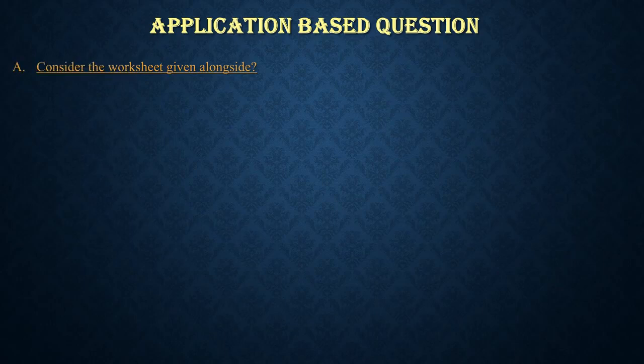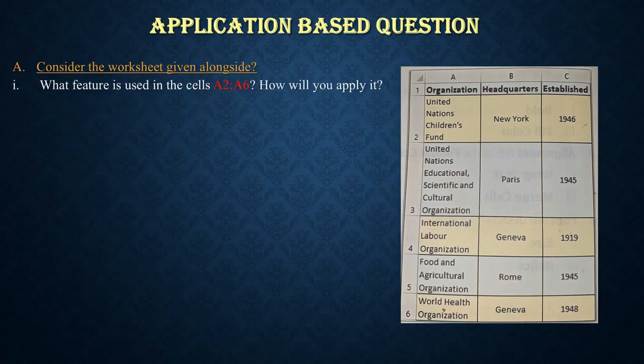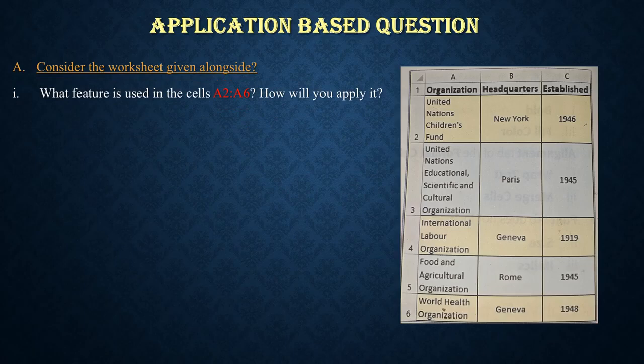Consider the worksheet given alongside. See, one worksheet is there. Can you see? Okay. First question. What feature is used in the cells A2 to A6? How will you apply it? Have you understood the question? From the cell A2, this is A, this is 2, up to A6, this whole vertical column, which feature is used? How will you apply it? Can you guess which tool is used?